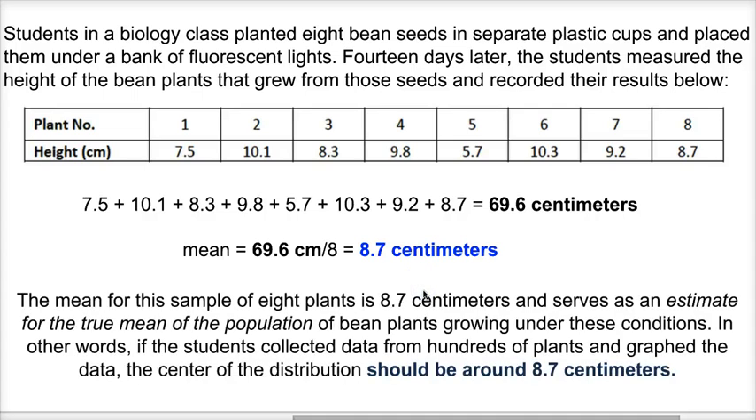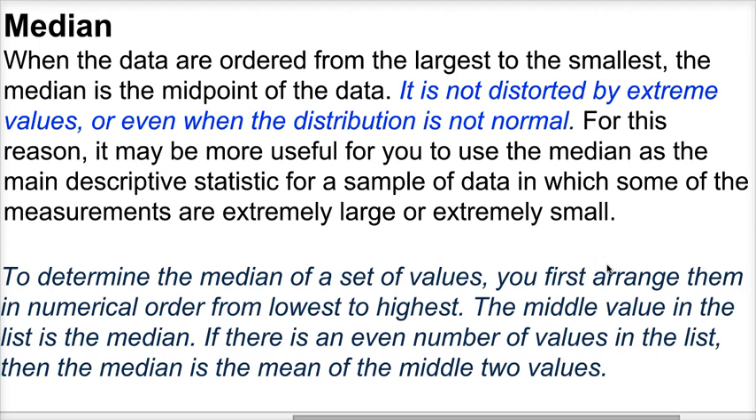Now, is that the true mean of my population? No, it's an estimate. And hopefully, if I did my experiment carefully enough, I would approximate that. Now, however, 8 bean plants does not give me enough variability. If I had 8,000, we hope that this number would be closer to the actual. But it's a good estimate, all right?